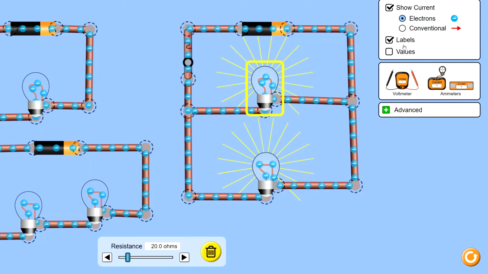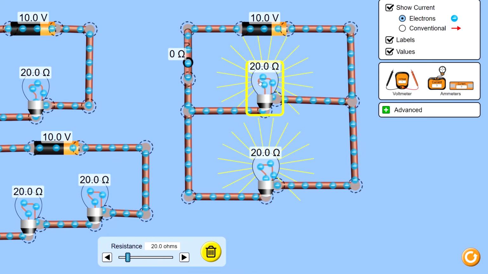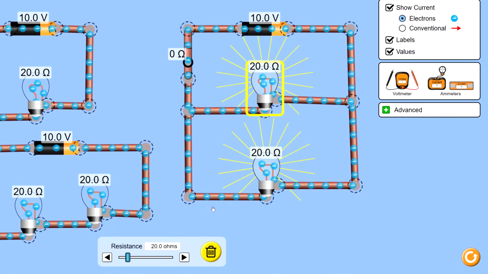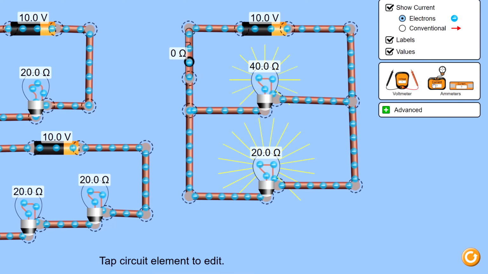So in this case, we have once again a 20 ohm resistor in one branch and another 20 ohm resistor in the other branch. Now these two branches have an equal amount of resistance, so neither of them is easier or harder to pass through than the other. So that means the electrons are going to pretty much choose both paths equally. However, watch what happens if I make one of the branches more difficult to move through. Let's change this bulb from 20 ohms to 40 ohms. Let's make it twice as hard to push through.